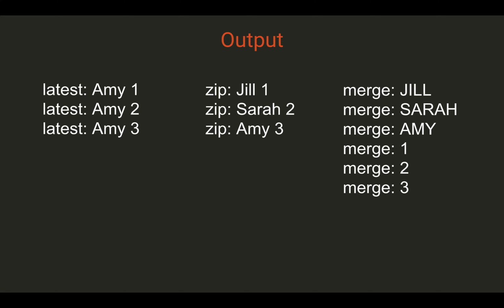And in the last one, we see that we get Jill in all caps, Sarah in all caps, Amy in all caps, and then 1, 2, and 3. And so merge, what it does is it waits for a value from either stream. So it got a value from the name stream, emitted it immediately. It had another value from the name stream, emitted it immediately. It had a third value, emitted it immediately. And then each time it gets a value from either stream, it just emits it. So whenever either stream has a value, you get the new value.